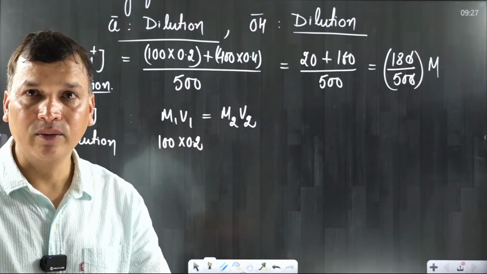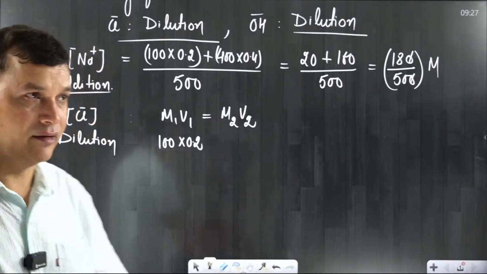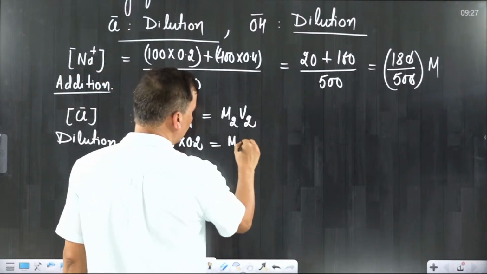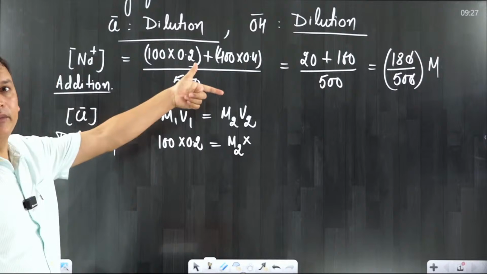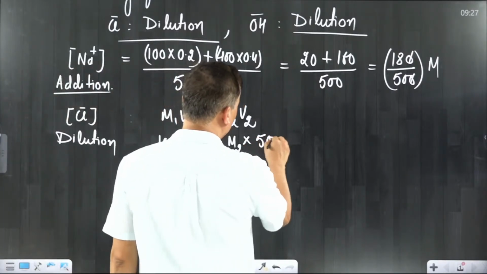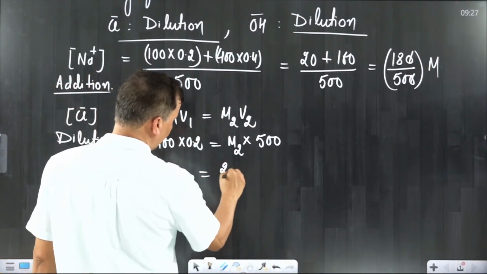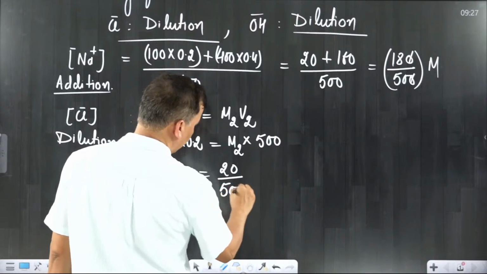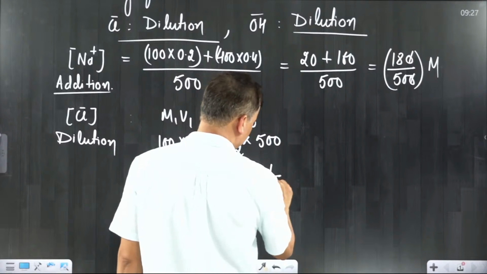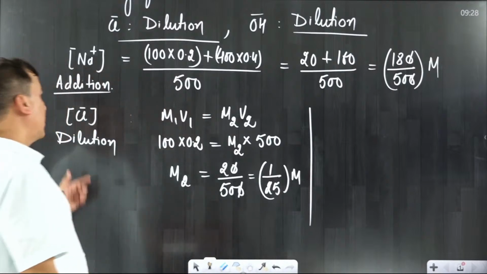Okay, I am telling you one solution is sodium hydroxide and the second solution is sodium chloride. So dear student, now will you tell me V2, what will be the final volume after mixing these two solutions? That is 500. So dear, here is M2. M2 is equal to 20 upon 500, 1 upon 25. Okay. Molarity of the chloride ion.